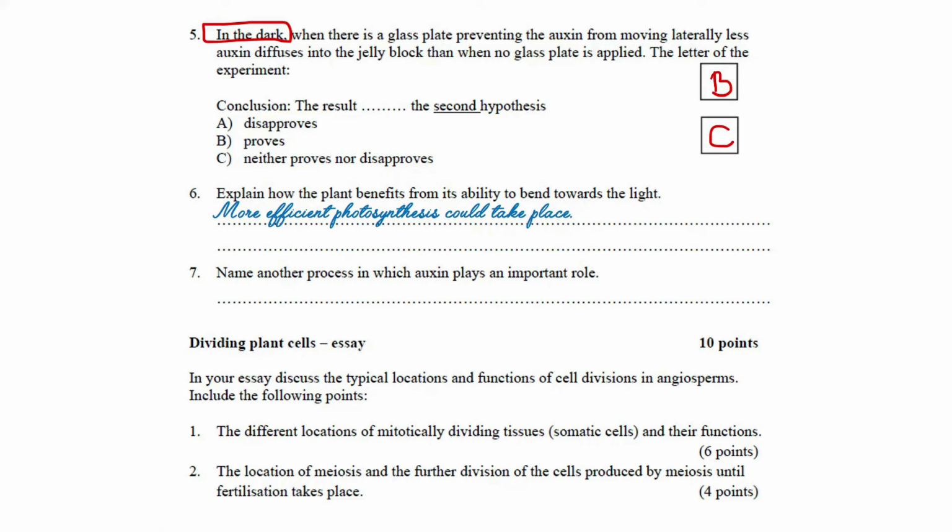Name another process in which auxin plays an important role. The most obvious answer is positive geotropism of the roots, but if you check the key, you can also see that hydrotropism would be accepted, apical dominance, elongation of cells, and so many alternative answers would be accepted.